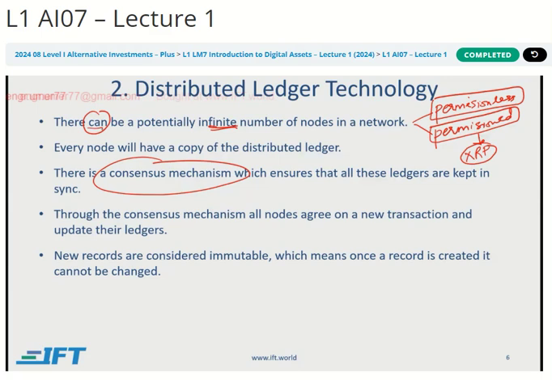Each node will have a copy of the ledger. There is a consensus mechanism that ensures that these ledgers are kept in sync, and that happens in the block. So one block will be finalized by everyone. When everyone says okay, done, then you move on to the next block, and then the next block, and that's your blockchain, right? And the previous records are considered immutable, that they cannot change once created.